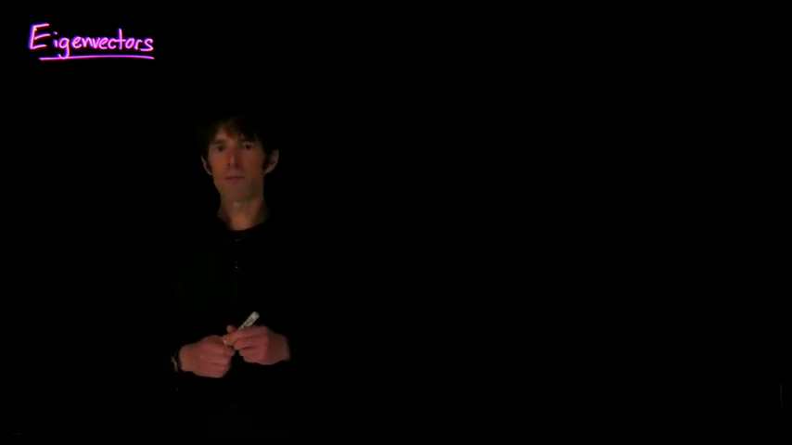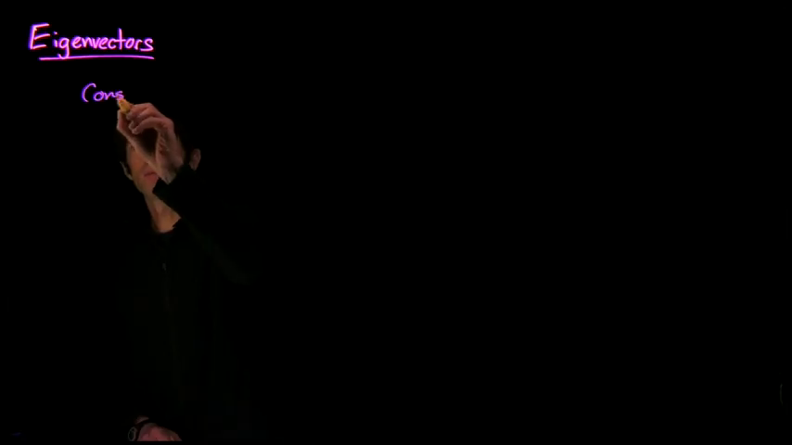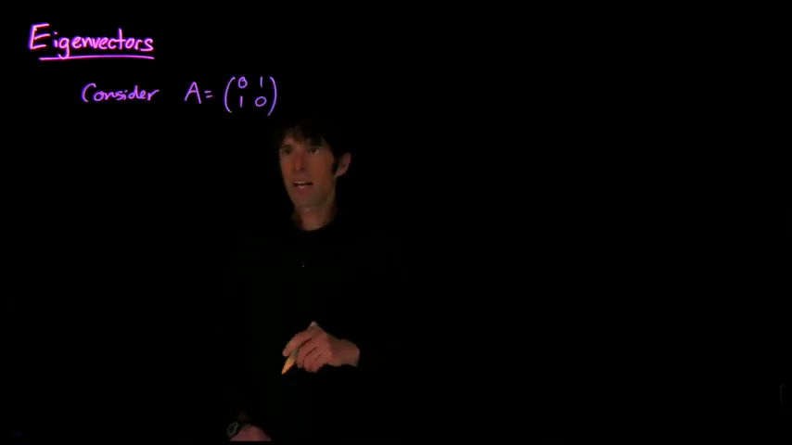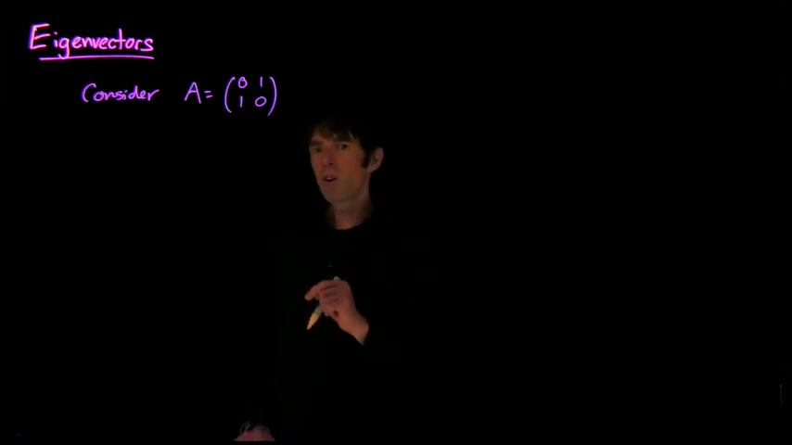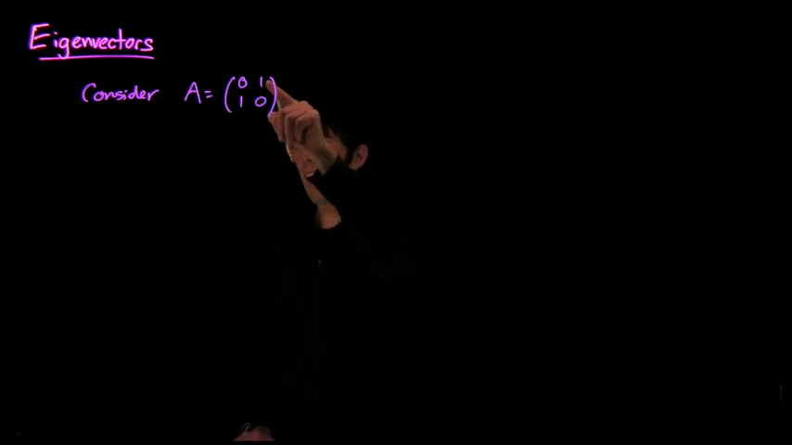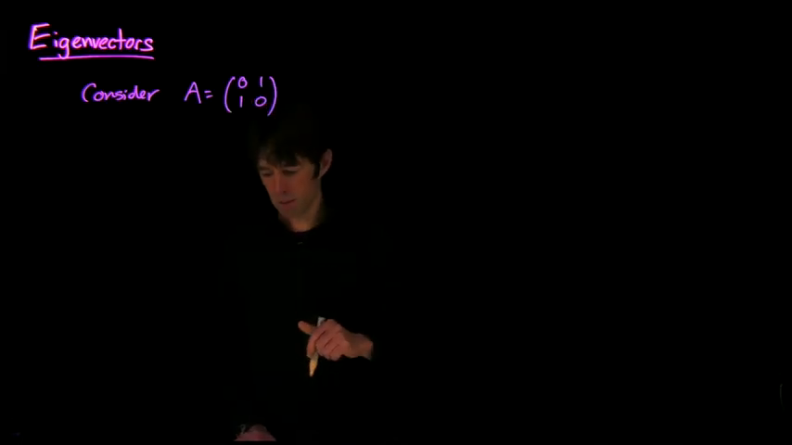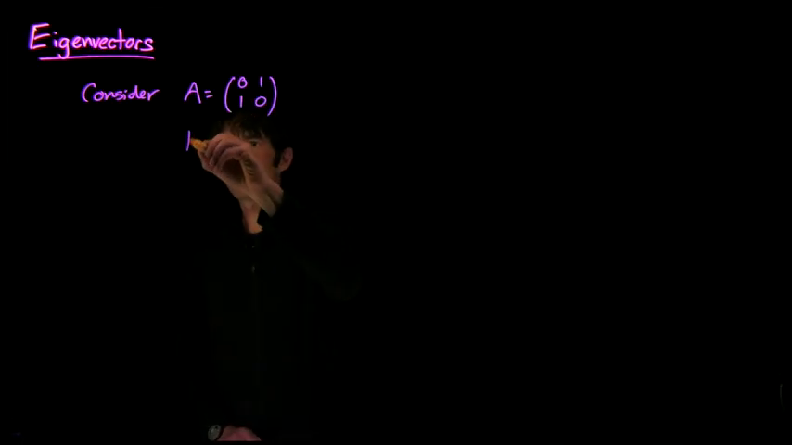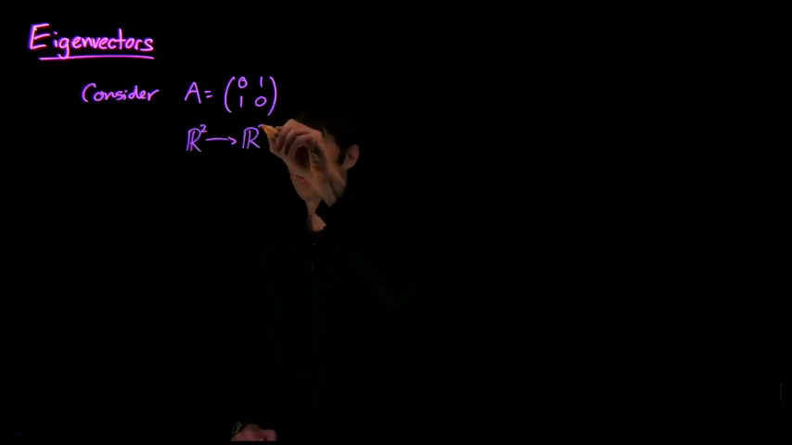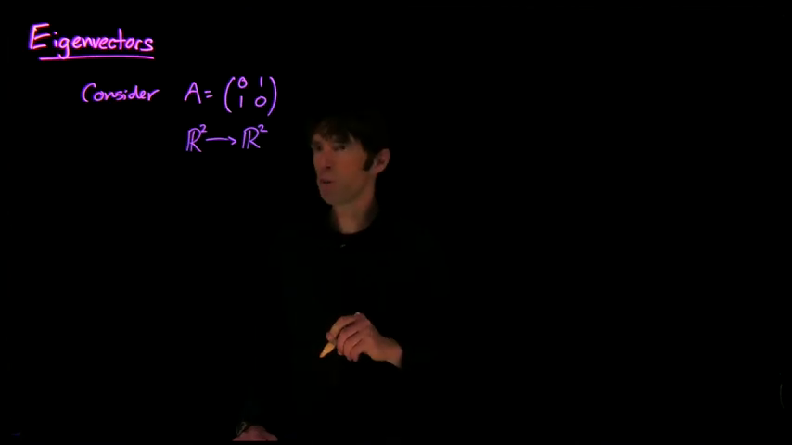So I want to start off by working through a nice example. So let's consider the following matrix. This matrix looks almost like the identity matrix, except I've got ones on the anti-diagonal instead of the diagonal. This is a 2 by 2 matrix, so it represents a linear transformation that goes from R2 to R2.